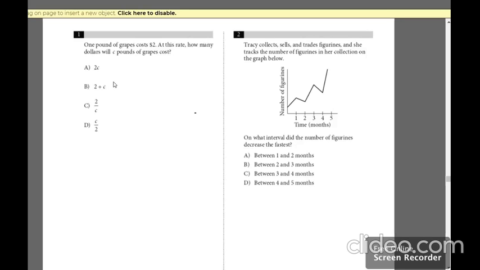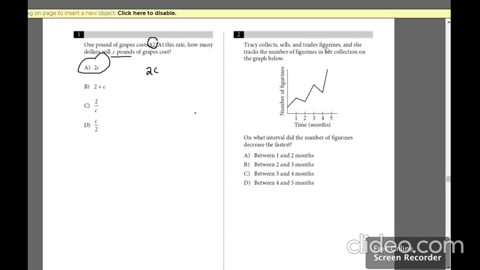Very first question: 1 pound of grapes costs $2. At this rate, how many dollars will C pounds of grapes cost? Since 1 pound of grapes is $2, C pounds will be 2C. So that is going to be our answer. Quickly move on to the second question.